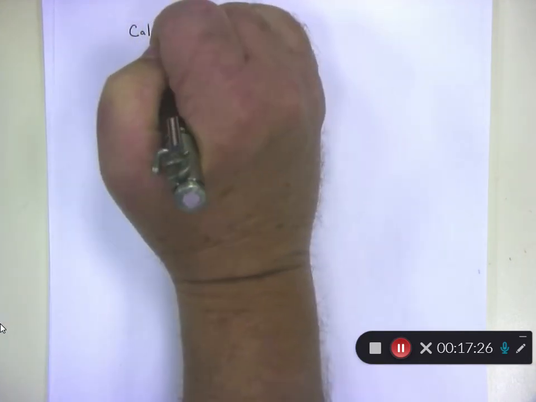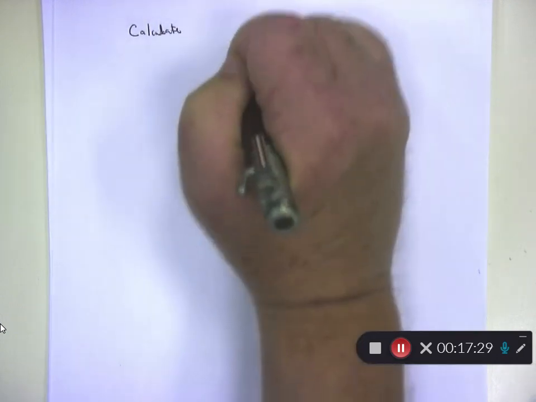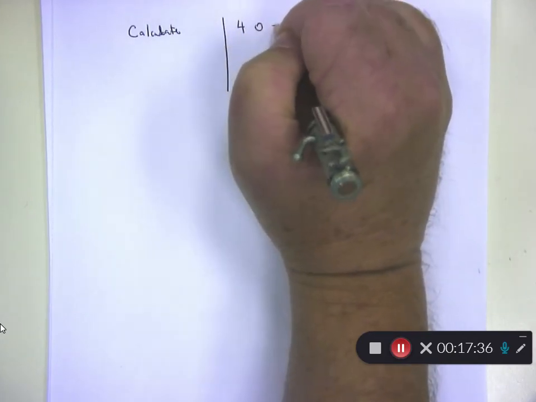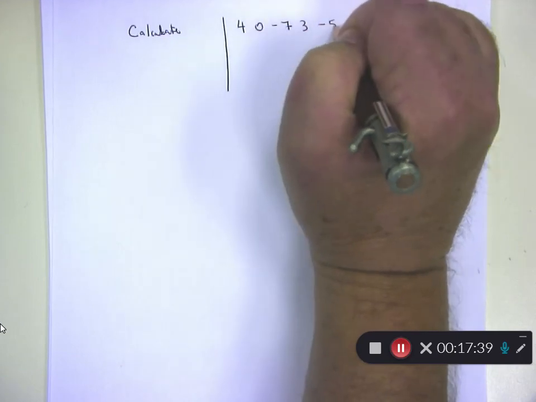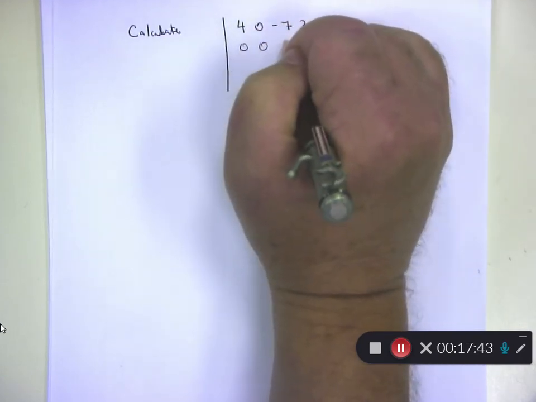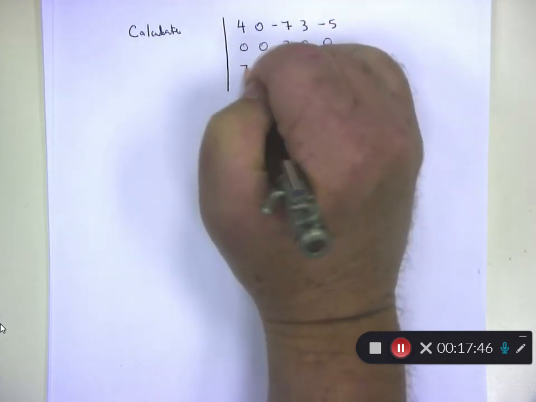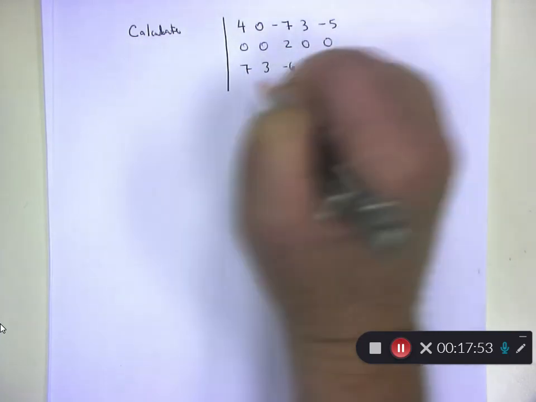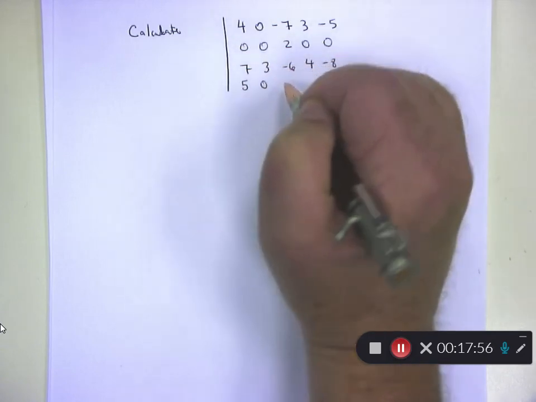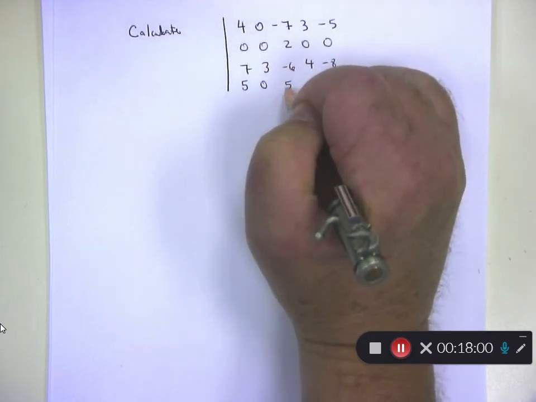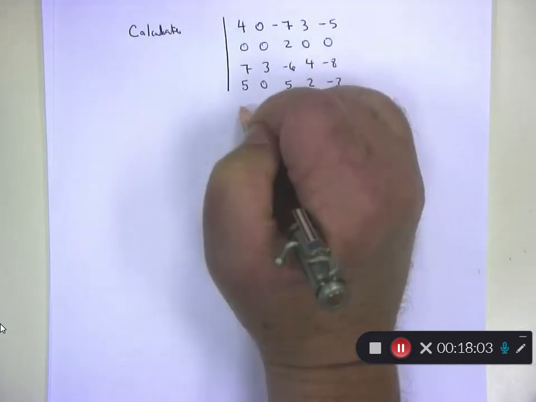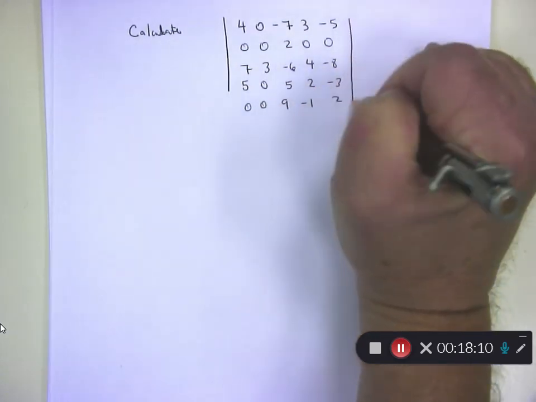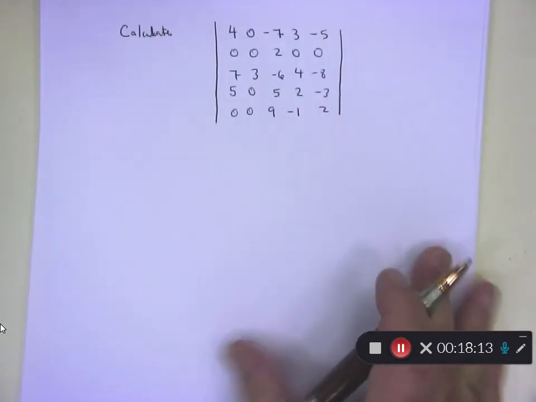Calculate this. 0, -7, 3, 2, 0, 2, 0, 7, 3, -6, 4, -1, 2, -3, and 0, 0, 2. All right, and that's all I put.